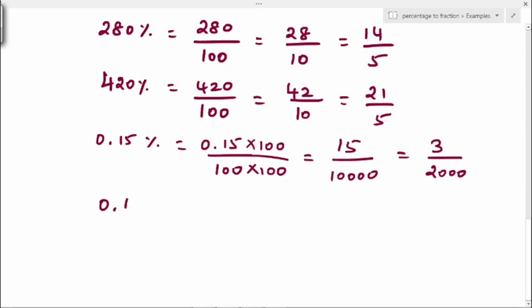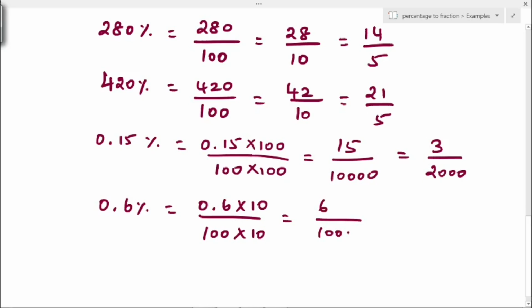Suppose we have 0.6%. This can be written as 0.6 divided by 100, because we have a percentage, so we have to divide by 100. Here we have 0.6, with one digit after the decimal, so we have to multiply by 10. So that is 6 divided by 1000. If you divide it by 2, you will get 3 divided by 500. So this is how we convert a percentage value into a fraction value.